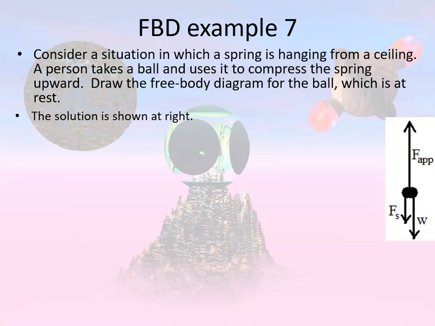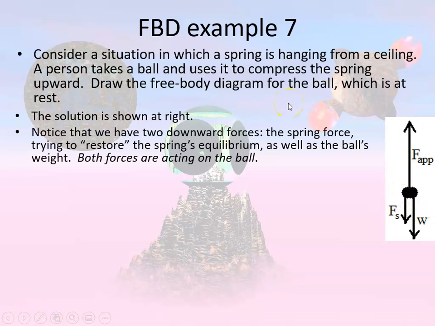And that applied force will cancel the weight and the spring force. Notice that since it's being compressed upward in a vertical spring, that means the spring force is downward. Since it's not accelerating, because they tell us it's at rest, which means not just not accelerating but also zero velocity, the net force must be zero. So the length of my applied force vector must be the sum of the length of the weight plus the spring force in order to get this completely right.